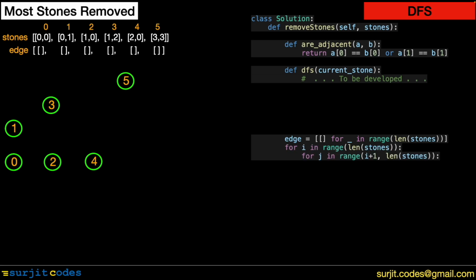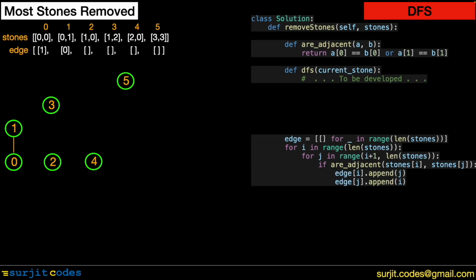We use a double loop to cover all the pairs of stones. In the first iteration, stones 0 and 1 form a pair. The function is_adjacent is true for 0 and 1 because their x coordinate is the same. So we record the edge between them. The edge is non-directional, so we save both 0 to 1 and 1 to 0.